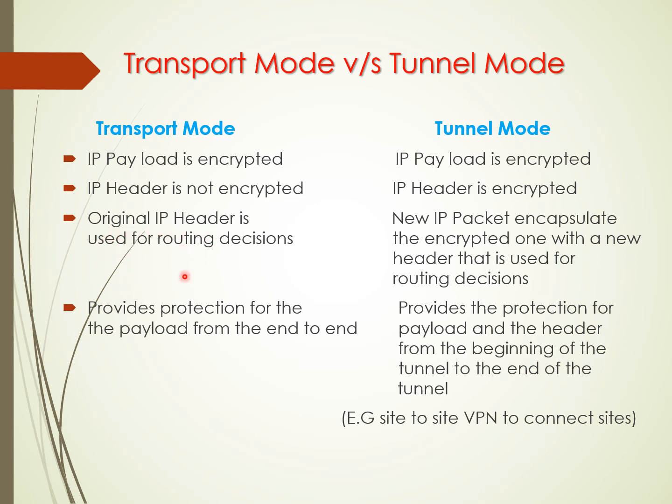Original IP header is used for routing decisions. In transport mode, the original IP header is used for routing decisions. And in tunnel mode, the original IP header is encapsulated or encrypted, so for routing decisions we take the help of a new IP header. Here in tunnel mode, the new IP packet is encapsulated: the encrypted one is encapsulated with a new IP header that is used for routing decisions. So very simple: in tunnel mode, we are using the new IP header for routing decisions.